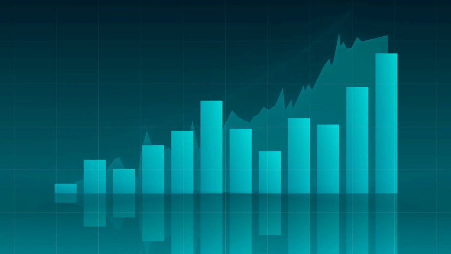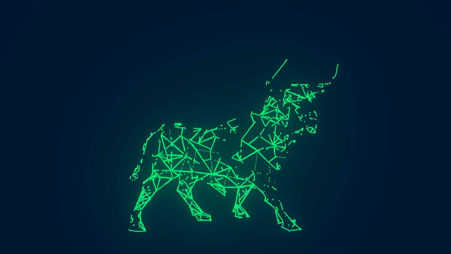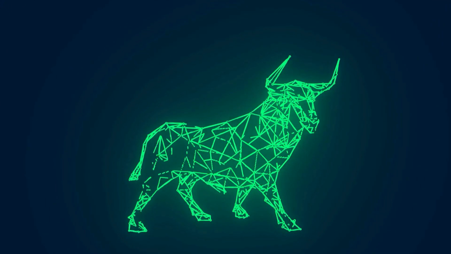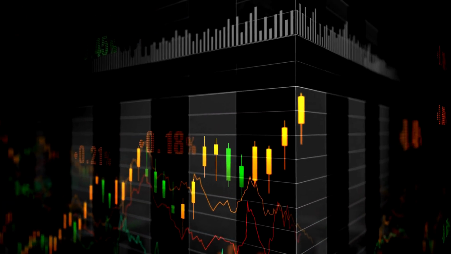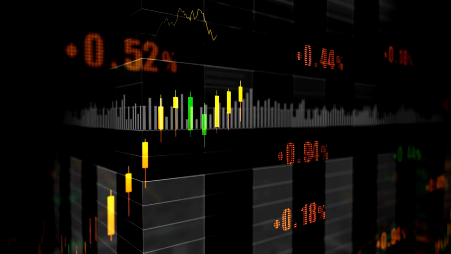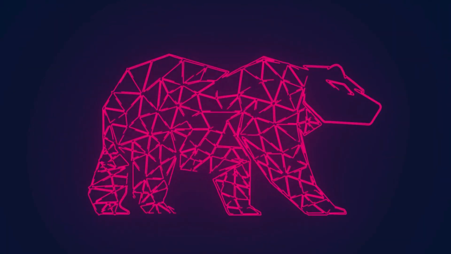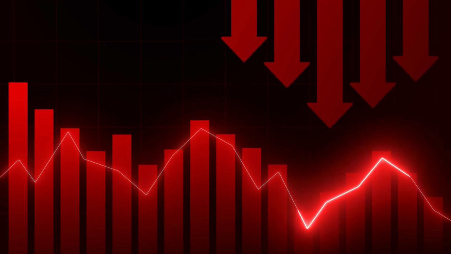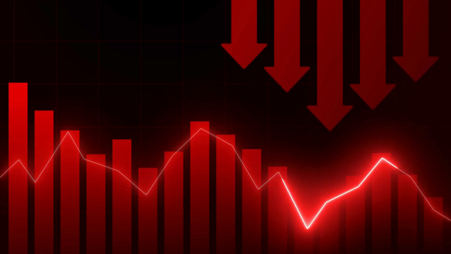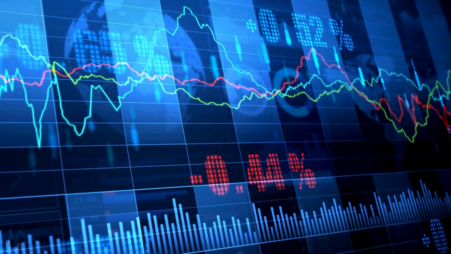When we talk about trends, we can categorize them into three main types: uptrend, downtrend, and sideways trend. An uptrend, also known as bullish, occurs when prices show a pattern of higher highs and higher lows, indicating that buyers are in control of the market. Conversely, a downtrend, referred to as bearish, is characterized by lower highs and lower lows, signaling that sellers are dominating. Finally, in a sideways trend or range, prices move horizontally without a clear direction.